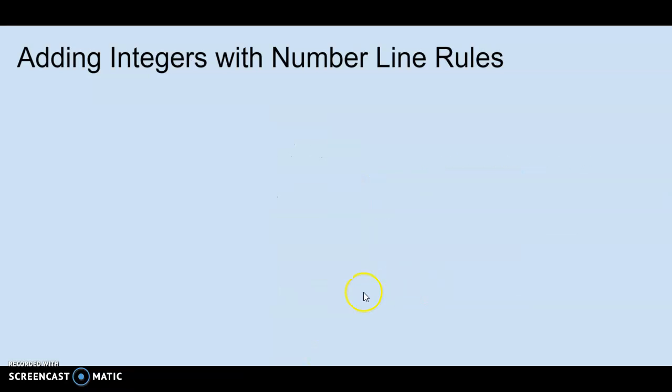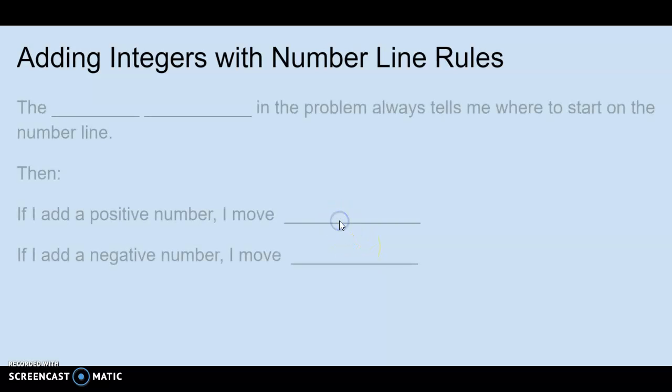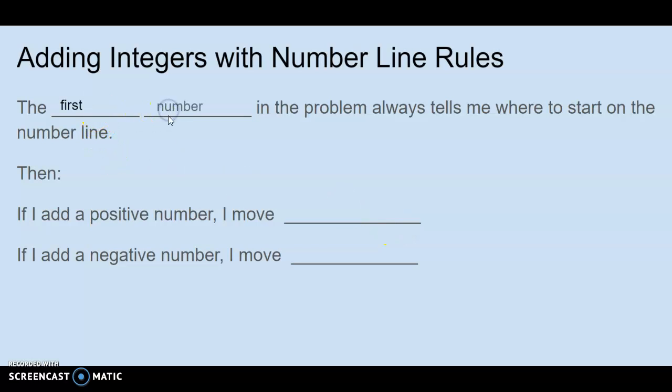So if I'm adding integers with number lines, here are some rules that I can follow. The first number in the problem always tells me where to start on the number line. Then, if I need to add a positive number, I move up. And if I add a negative number, I move down. Make sure, once again, that you have all of this in your notes. Ask questions if you have them.